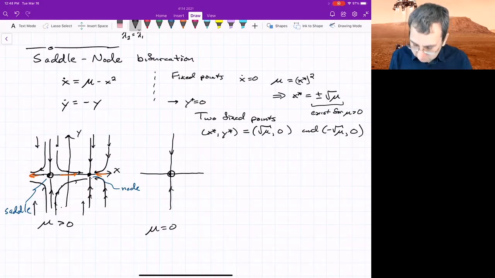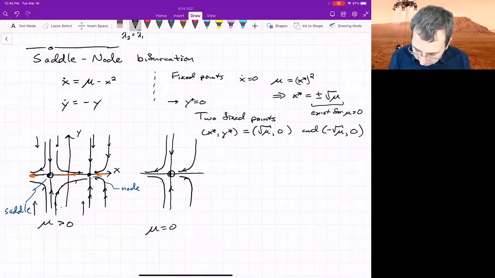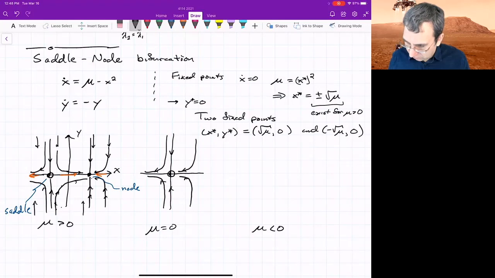Things are still going to the x-axis, and the flow will still be kind of coming from the right side. And on the other side, it's kind of leaving. So this is a precarious situation. And then for mu less than 0, the 2 points coalesce. So they've coalesced and they go away.